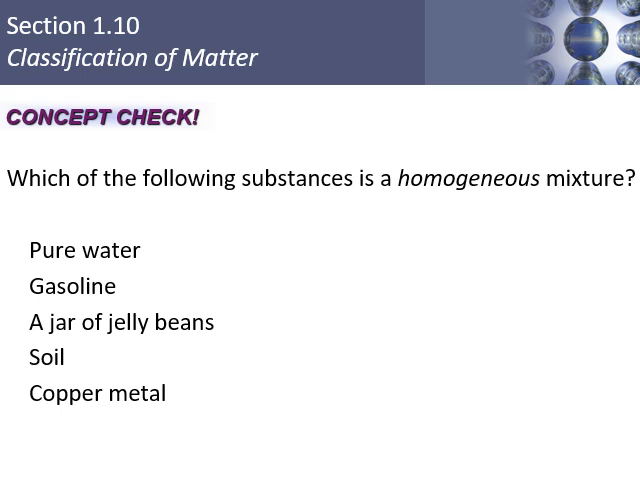A jar of jelly beans is kind of like a homogeneous mixture, right? But not exactly, because you can see this jelly bean here maybe is a little different from the other one. So a jar of jelly beans and soil are heterogeneous because you can see the different particles in them. Copper metal is not a mixture at all. It's a bunch of atoms put together, so we call that an element.